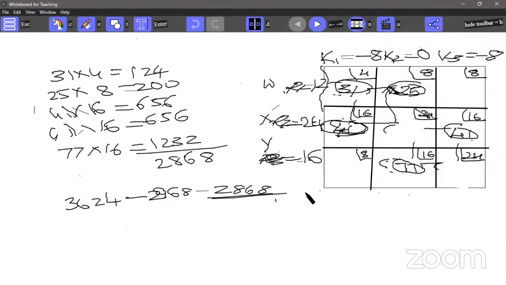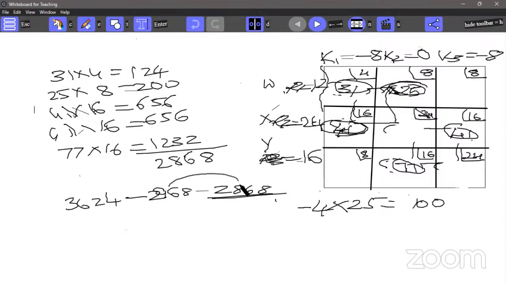Yes, ma'am. See, how much was the improvement index for this cell? Minus 4, isn't it? How many units did we allot? 25 in the WB cell. So how much is our saving? Isn't it 100? Yes.